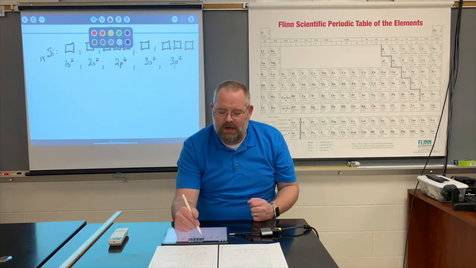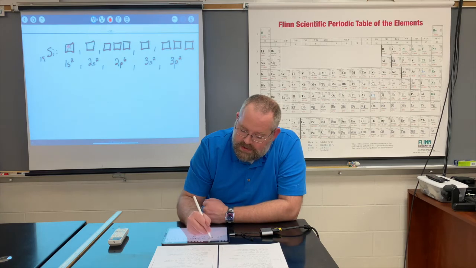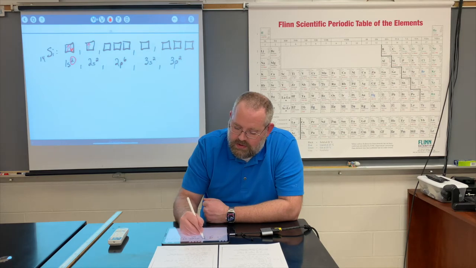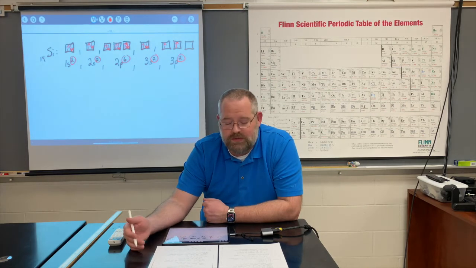All right, and now we're going to go through and we're going to put our up spins and our down spins. 2 electrons, 2 arrows. 2 electrons, 2 arrows. 6 electrons, 6 arrows. Okay, 2 electrons, 2 arrows. And our P group, 2 electrons, but remember we must fill the up spins first before we go back and put in down spin. So it would be 2 up arrows. Okay, and that's orbital notation.